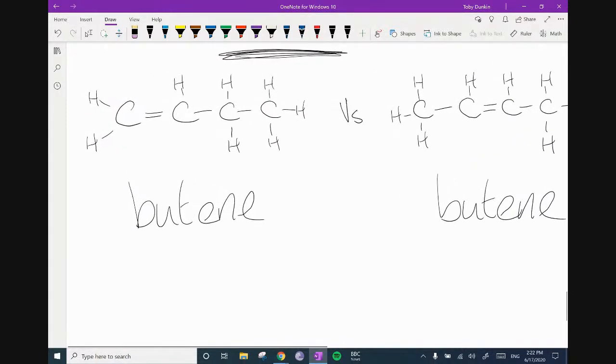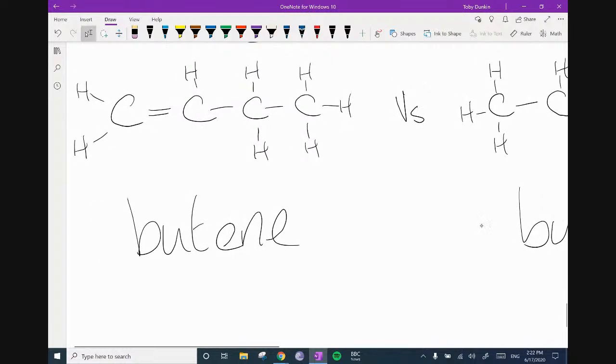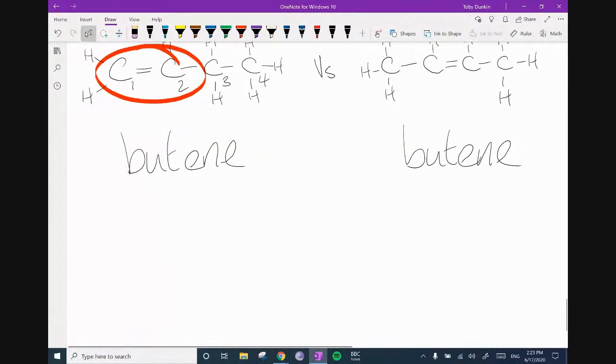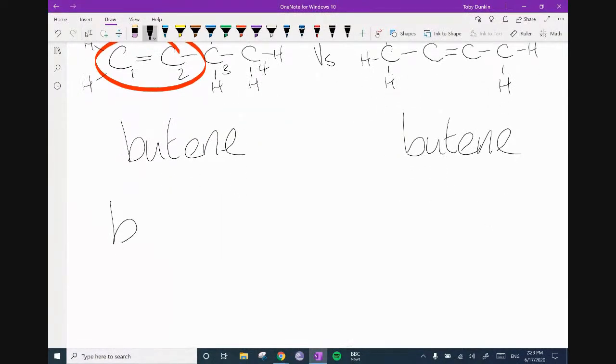What we now need to do is number the ene. And the ene is between carbons 1 and 2. You always pick the lowest number in organics. So this now becomes but-1-ene. There we go. But-1-ene.